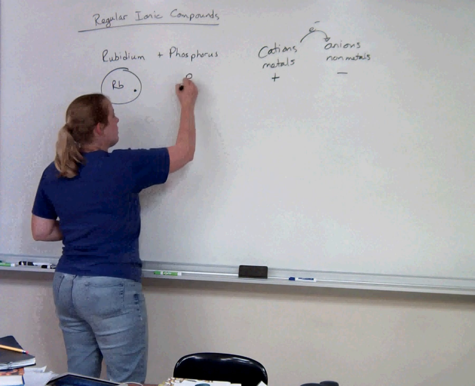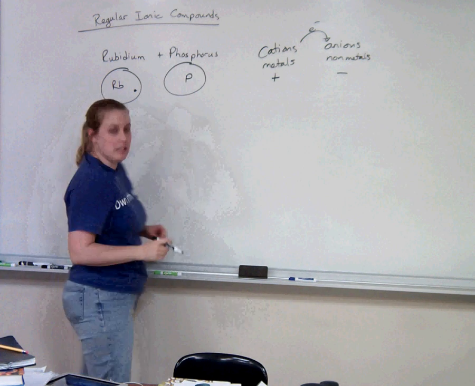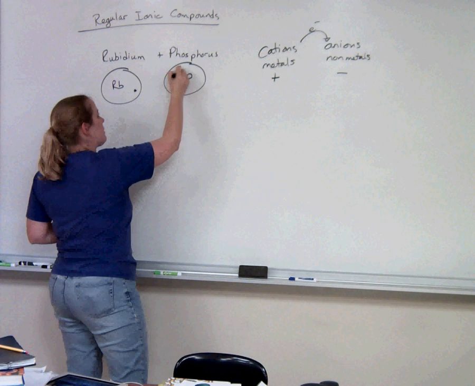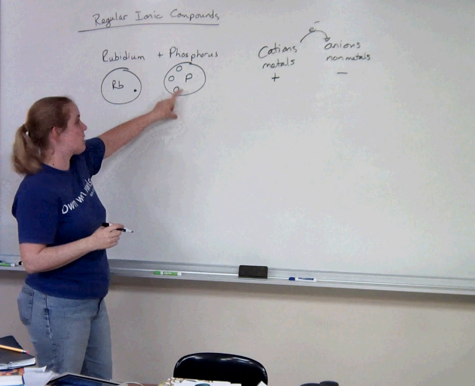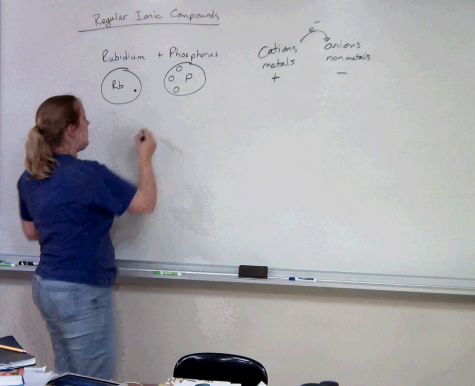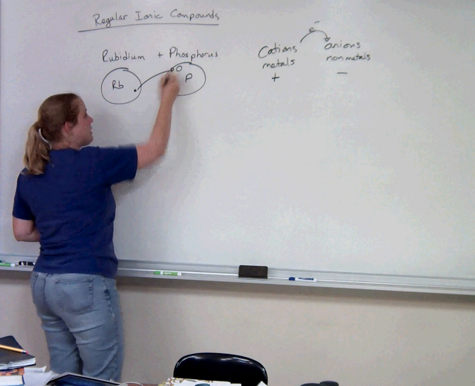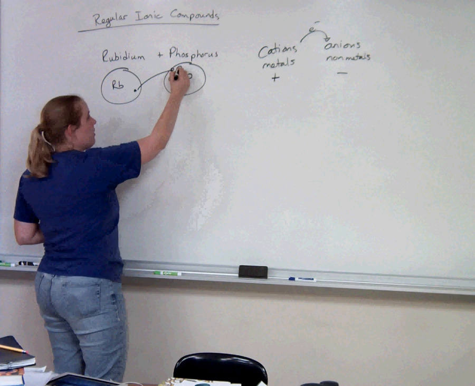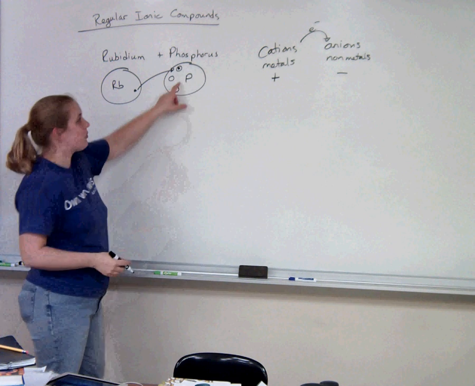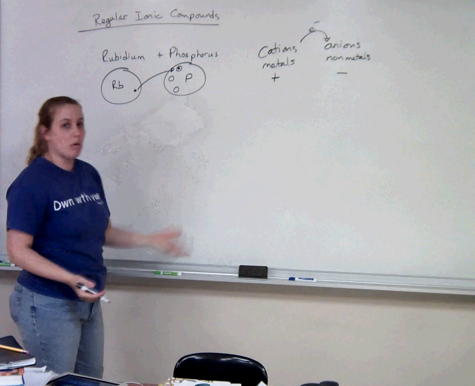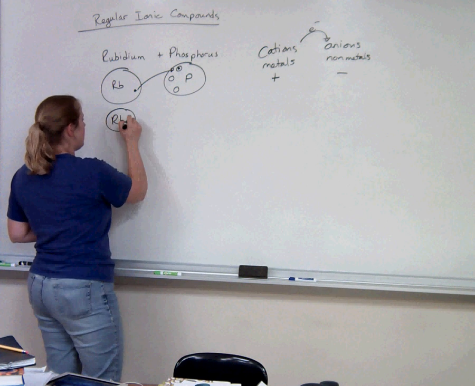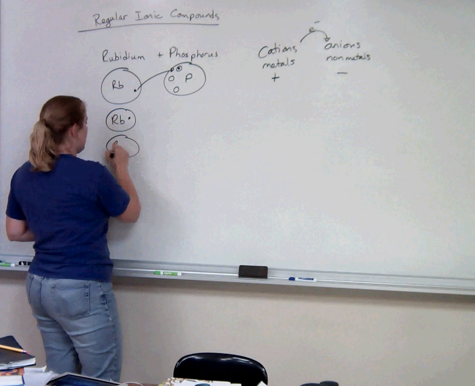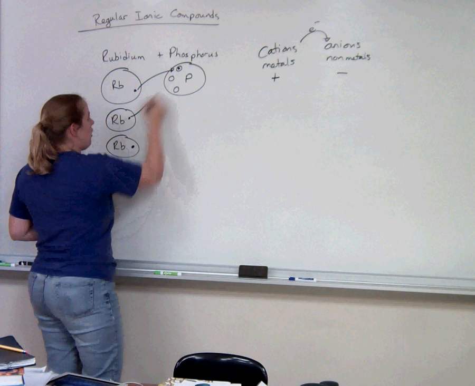Phosphorus is a -3 charge, if you look on your periodic table, so that means it wants to take 3 electrons. We're going to represent that with these 3 holes here. So this rubidium is going to give its electron to phosphorus to fill in that hole. Well, that's great, but phosphorus still has 2 more holes to fill in. So what are we going to do? We're going to need another 2 rubidiums in order to fill in all the holes.